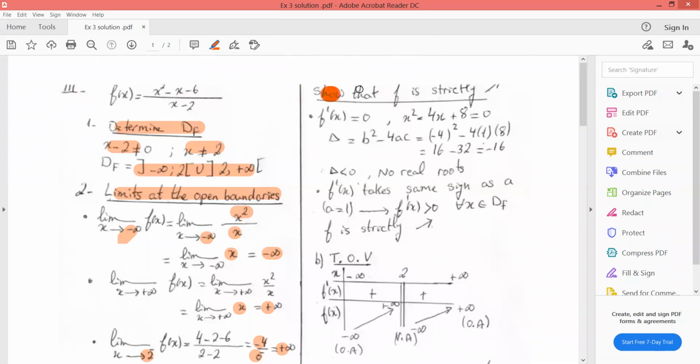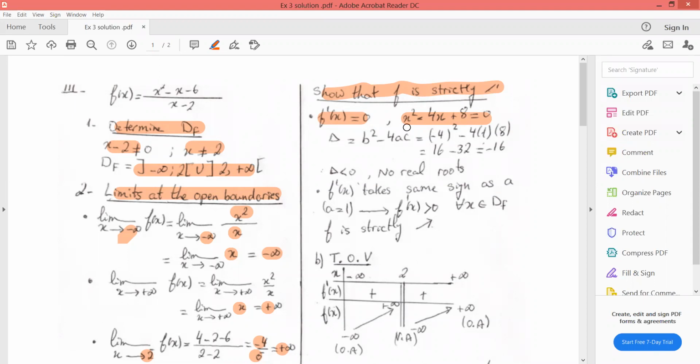How to prove that f is increasing? How to verify f is increasing? To verify f is increasing, you have to show the derivative is positive. So I take f prime x equal to 0. To show it is increasing, we solve f prime x equal to 0. I take the numerator only. Since the denominator is always positive, I don't take the denominator. Only I take the numerator.